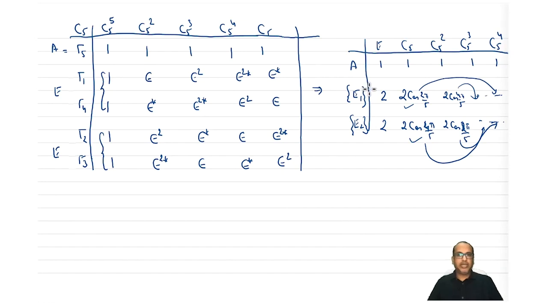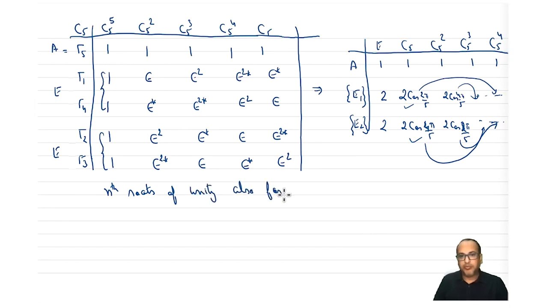So let us see now a very quick application of the cyclic group's generator. These are called generators, epsilon p is called the generator of the roots. So let's see, we have learned that earlier, nth roots of unity also form a cyclic group.